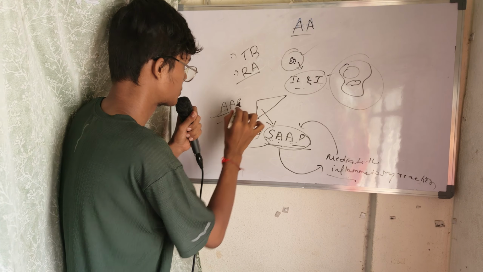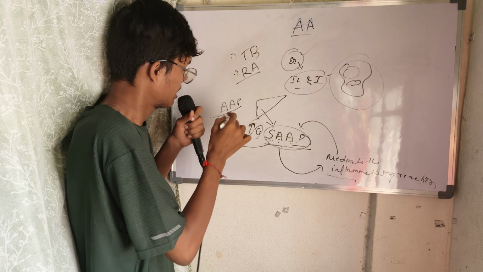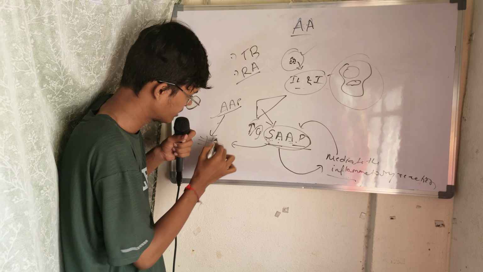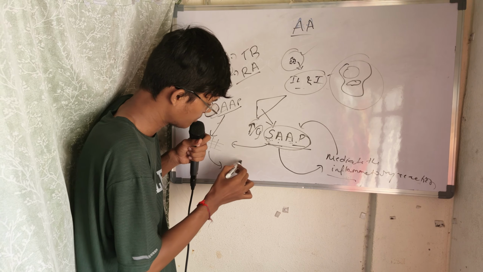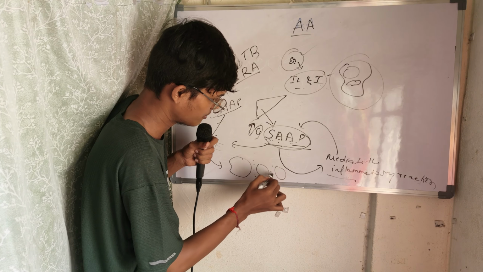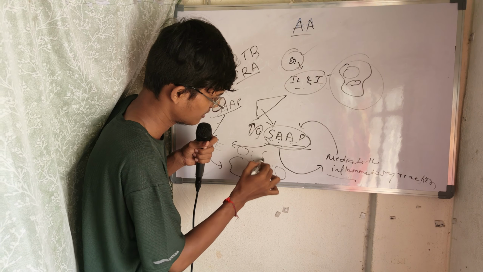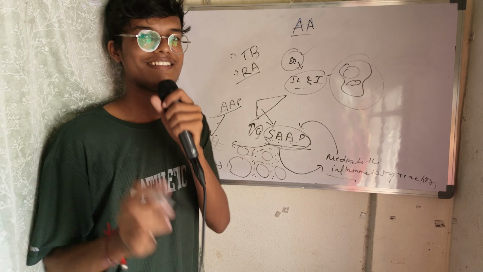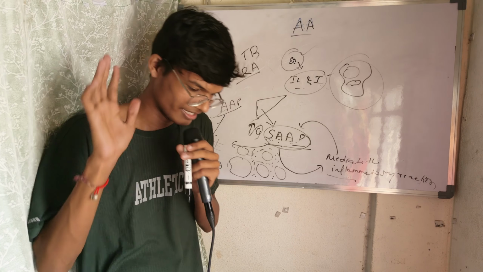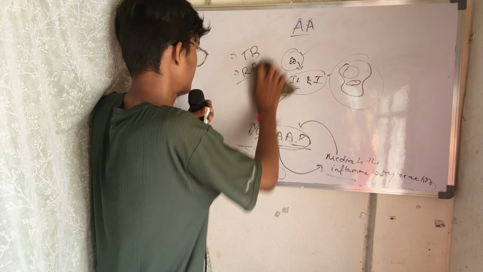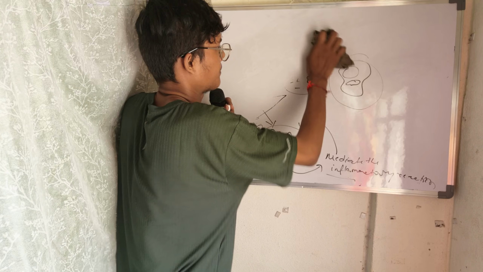This amyloid associated protein takes the form of beta pleated sheet, then accumulates in between the cells, leading to amyloidosis. That's it. This is the AA type of amyloidosis, amyloid associated protein.